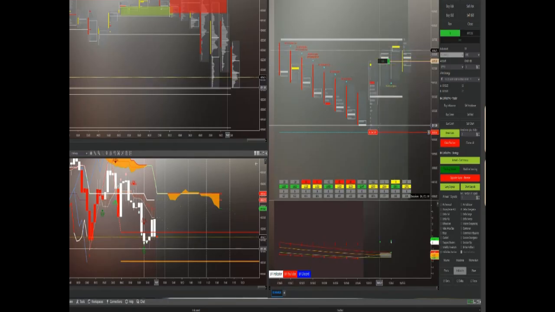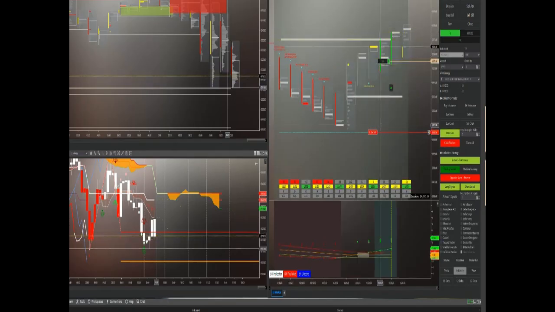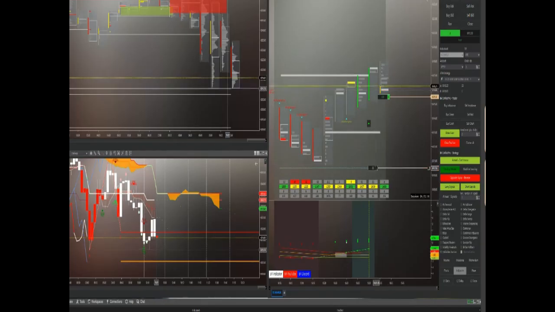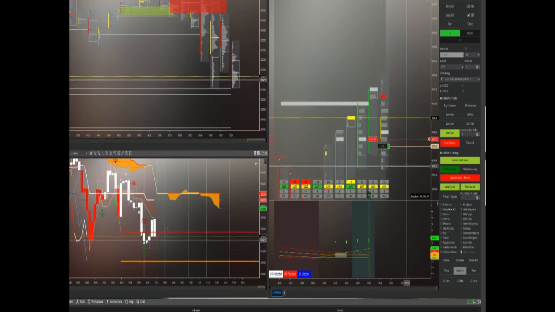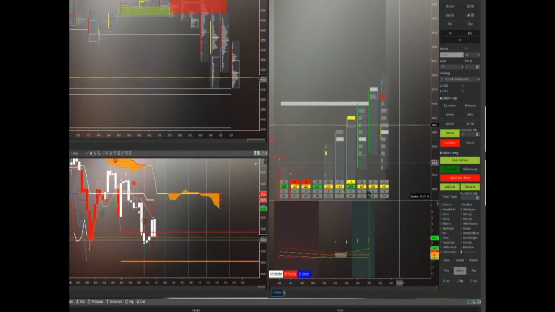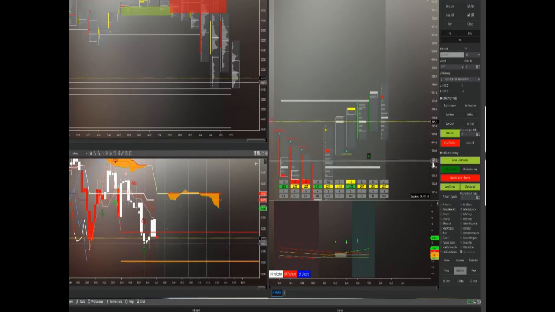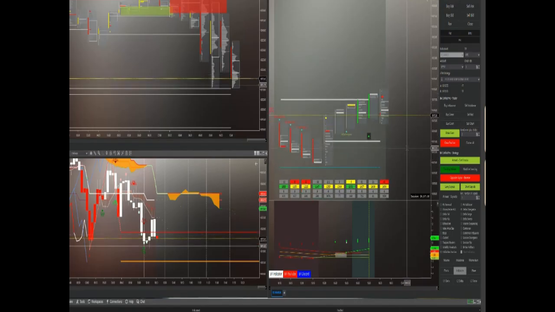Order filled. Bulls decided they wanted to play in the sandbox, but we're at a resistance right there. Boom, I'll lock that in. Stop fill. Okay. Let's wait it out a little bit. Let's see who's going to give in here.